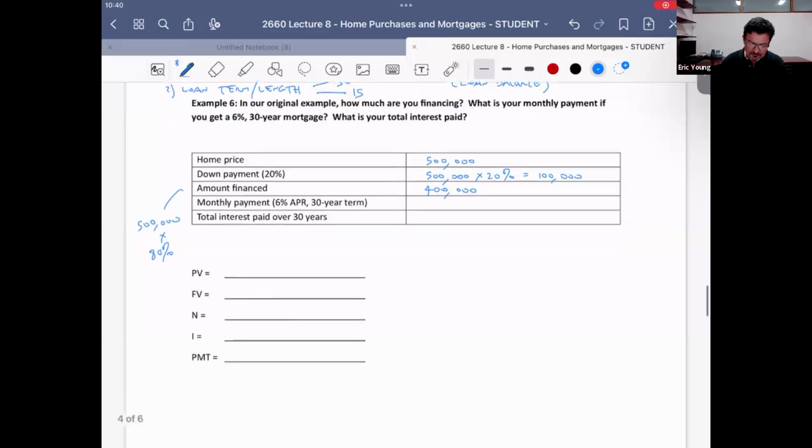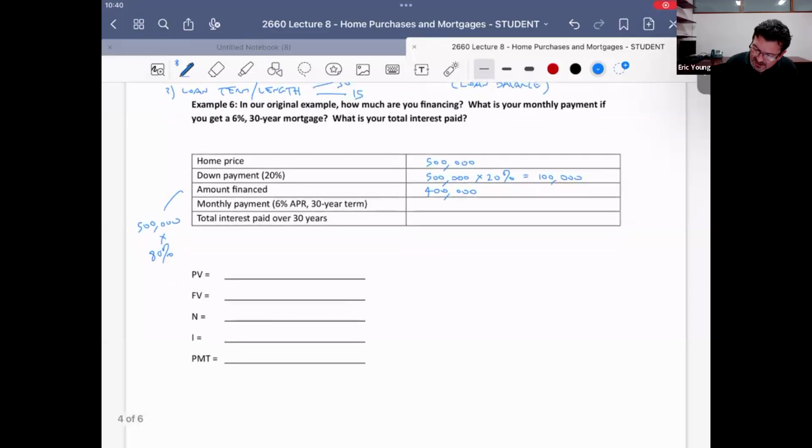What's our monthly payment? Well, sounds really stressful, but it's okay. Use TVM. We know that our present value is our loan amount, not the house price, but the amount of the loan. Whatever the house price is, you reduce that by the cash down payment and finance the difference. So that's going to be $400,000. The future value, we're going to pay it off, so it's going to be zero.